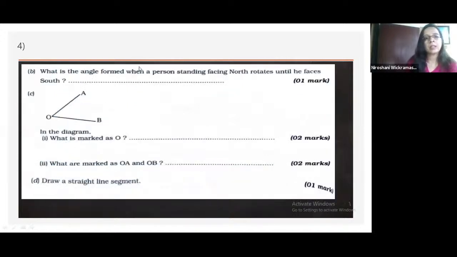What is the angle formed when a person standing facing north rotates until he faces the south? Draw a sketch like this: north, south, east, west. Now this person stands facing the north, rotates, and faces the south. So what can you say about the angle? Straight, right? Straight angle. So you can write here straight angle.